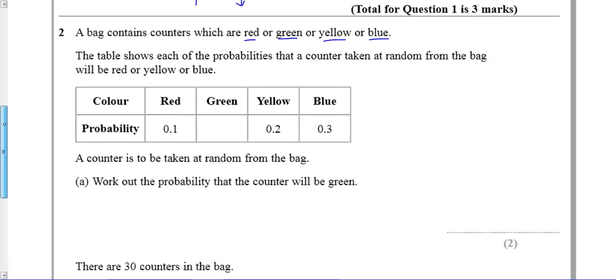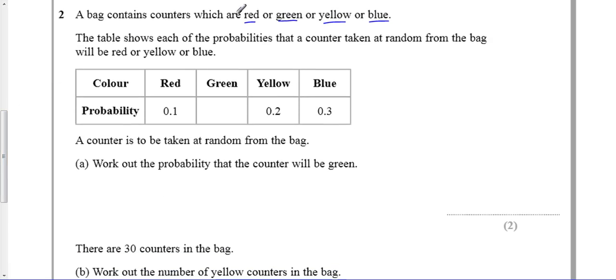Okay, so then question number two here. It's a probability question. It tells us there's four colours in the bag only, and it gives us a probability table here. We're taking a counter from the bag at random. Well, we know that the total probability must add up to 1. I suppose you could consider it as 1.0. So that's going to help us find our missing one.